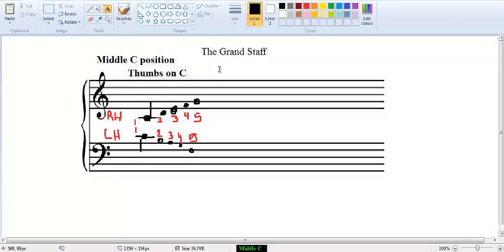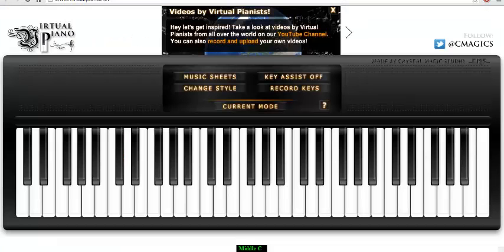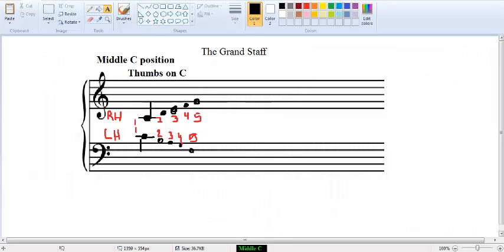Thumbs on C. So it doesn't matter where this little ledger line guy is with his one little note on it. Doesn't matter where he is on the staff. It's still middle C, and it's still the same note. Hopefully, this has explained why middle C is the oddball that it is, and thanks for listening.